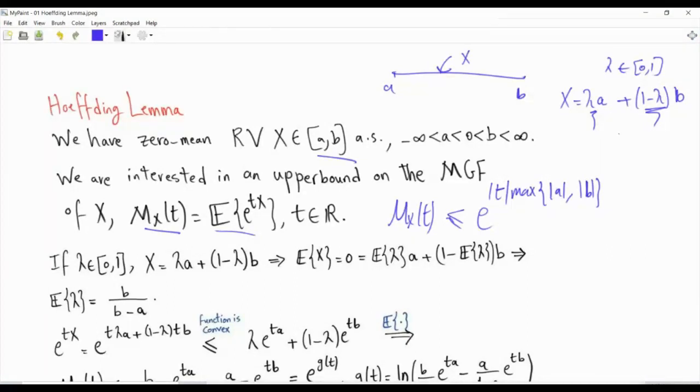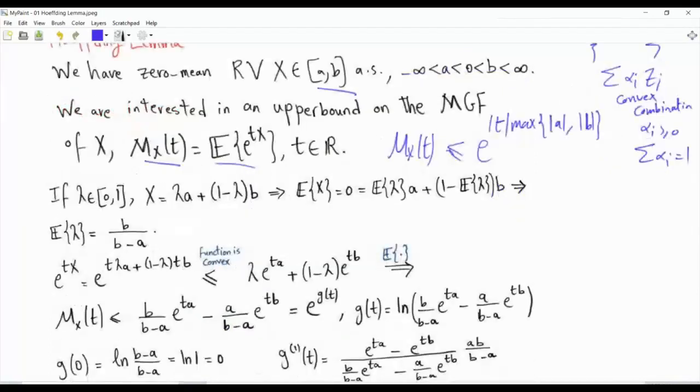So if you have numbers z_i, this is called a convex combination if those alpha_i's are non-negative and the sum of the alpha_i's is equal to 1. Okay, and this means basically that x is somewhere between a and b. If lambda is 1, x is a. If lambda is 0, x is b. If lambda is 0.5, x is the midpoint between a and b, and so forth. Okay, so this is x in terms of lambda.